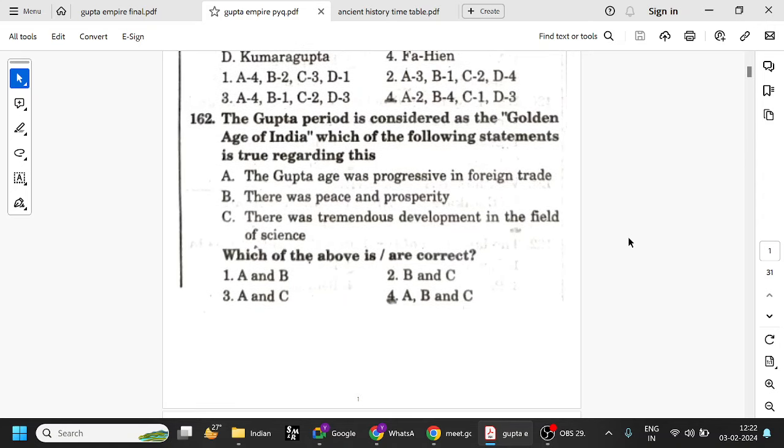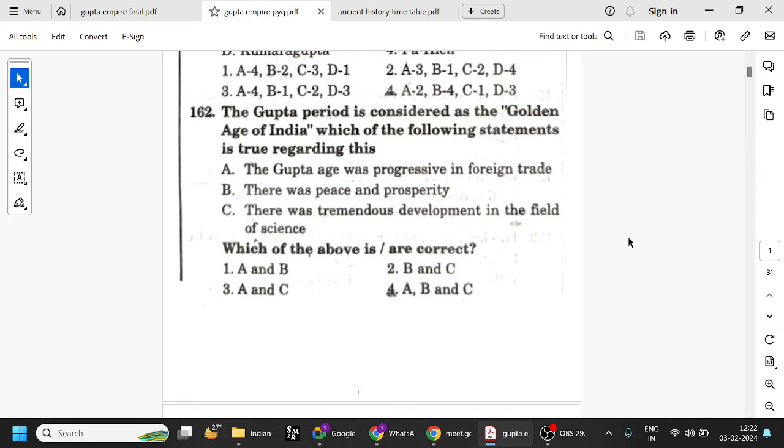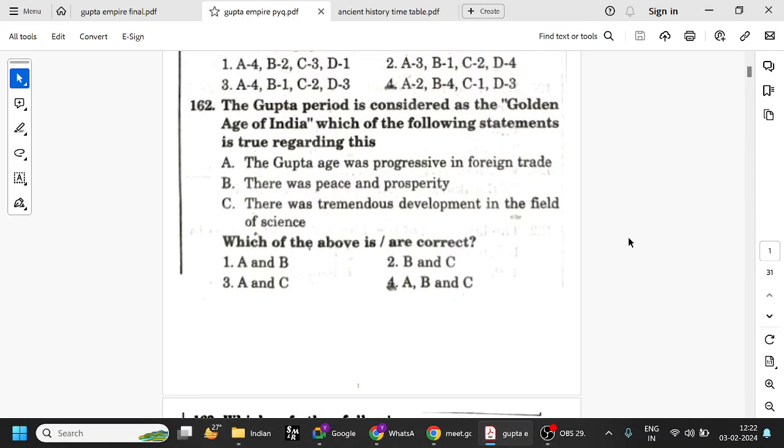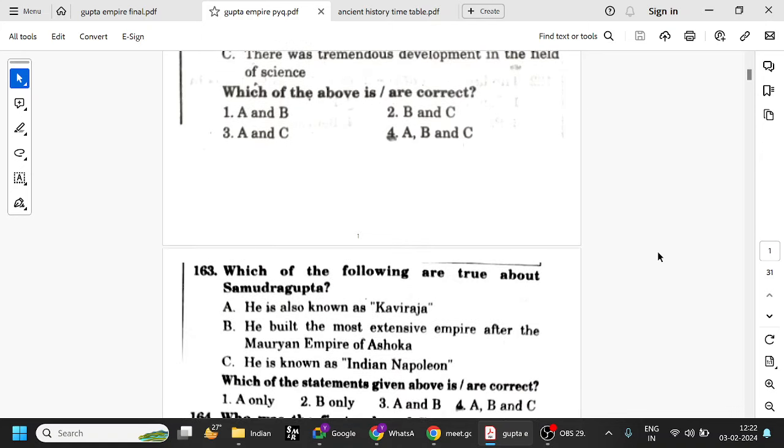So the Gupta period is considered the golden age of India, or the classical age, or the age of efflorescence, because it was progressive in foreign trade. Yes, there was peace and prosperity. Definitely, there was tremendous development in the field of science also. We have seen the Navaratnas, Shanku, geography, Dhanvantari, medicine, and Varahamihira, astrology, all those things. The Navaratnas are also very important.